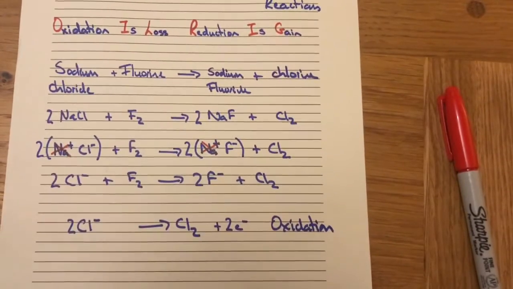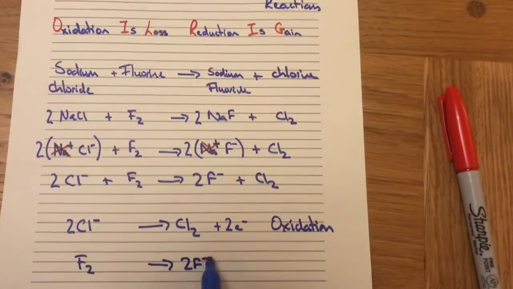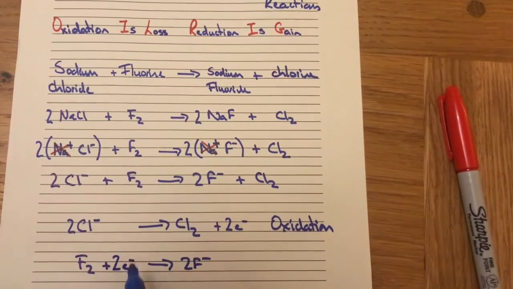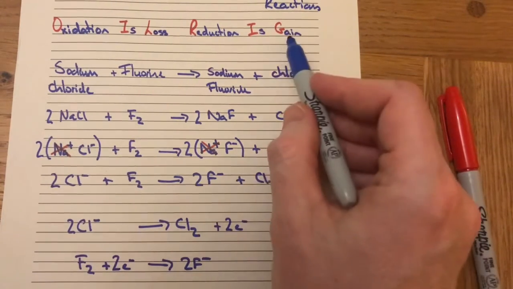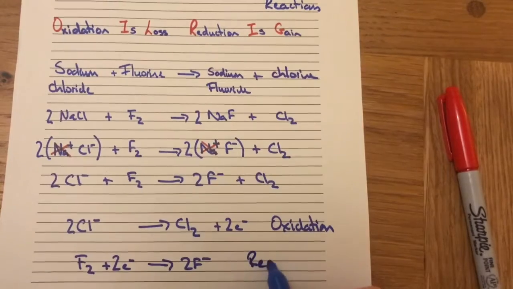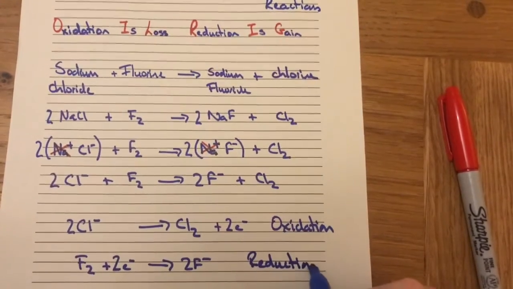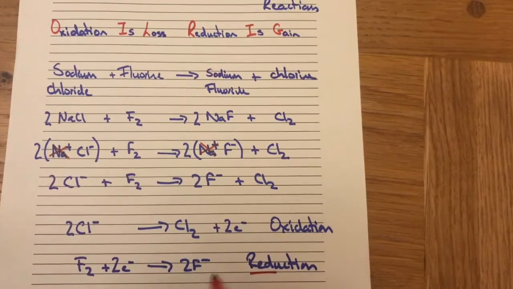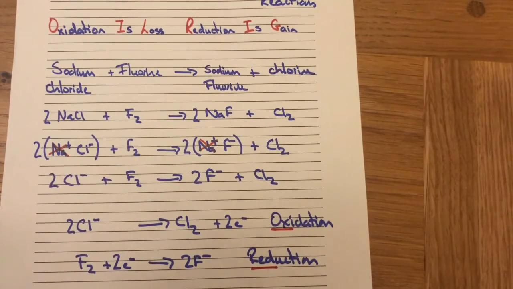And if we do the same for the second part, here's my F2, and my F2 is going to become 2 fluoride ions that are negative. How do you make something with no charge become negative? You gain electrons. So it's going to pick up 2 electrons to form a negative ion. This is gaining electrons. Gaining electrons is reduction. So this is a reduction reaction. And just to remind you, we said at the beginning this is redox. You have reduction and oxidation. Therefore, you have a redox reaction.